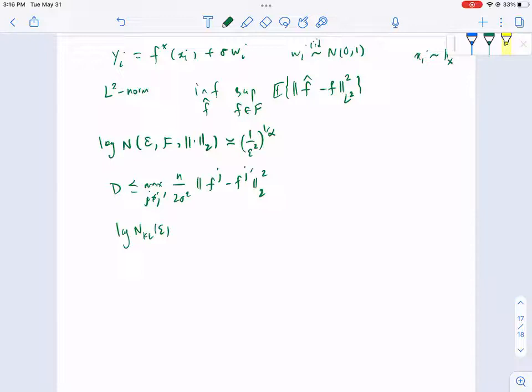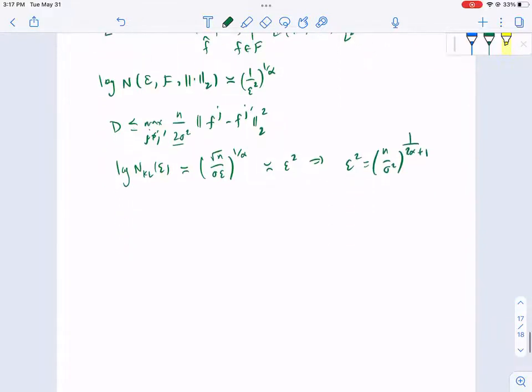So in the KL, there's this extra piece here, combined with this, because it's related to the L2 norm up to this factor. You can show that this is like root n over sigma, epsilon to the 1 over alpha. And then you set it equal to epsilon squared, you solve, you get epsilon squared is n over sigma squared to the 1 over 2 alpha plus 1. And then you have also log M of delta. This is of the same order.